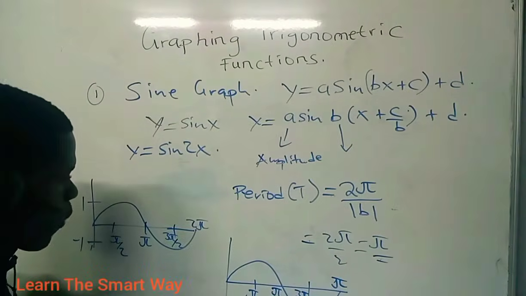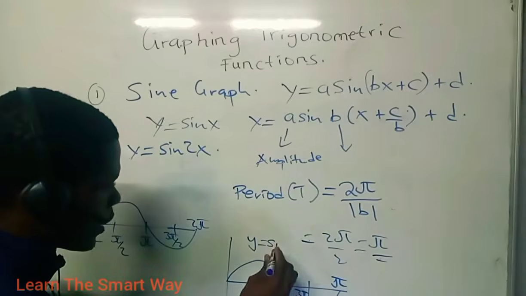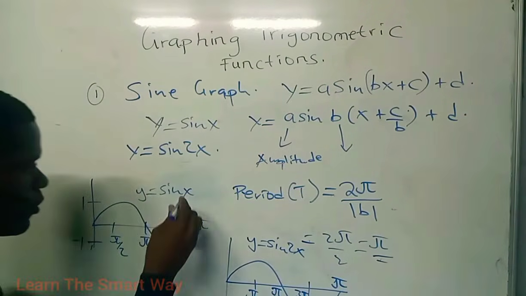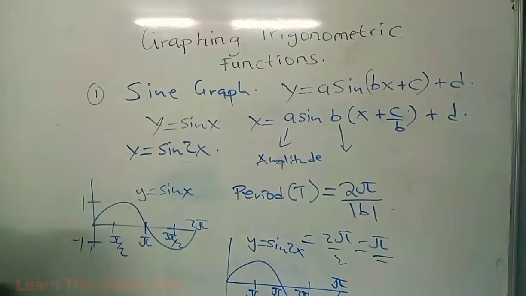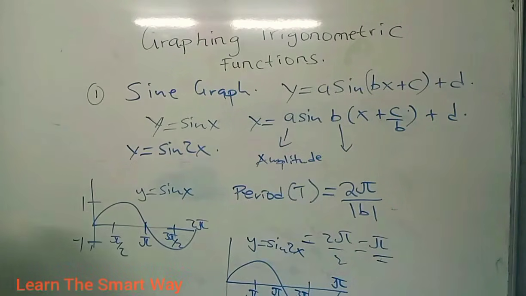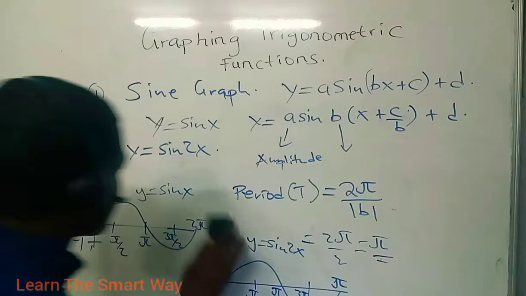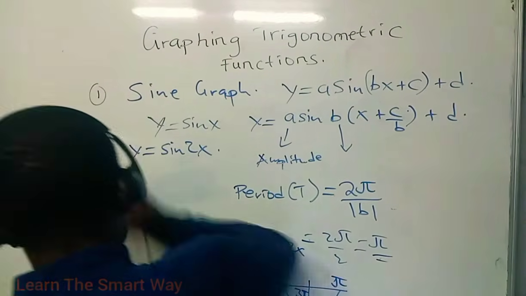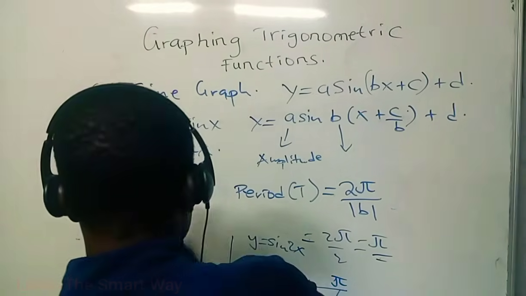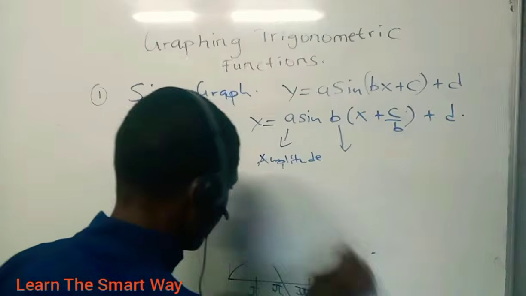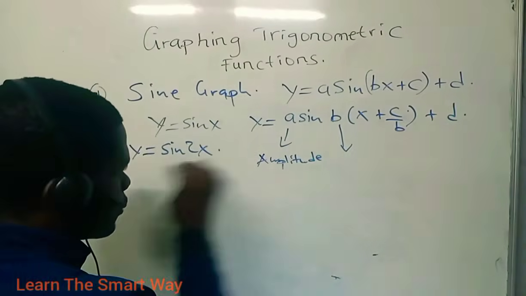So this is y is equal to sine 2x. Y is equal to sine x. So from this point, we've now understood how the amplitude affects a graph. Then we've now looked at how the period also affects a graph. Okay. Let's try to move a bit. So we've talked about the period already. What else affects a graph?